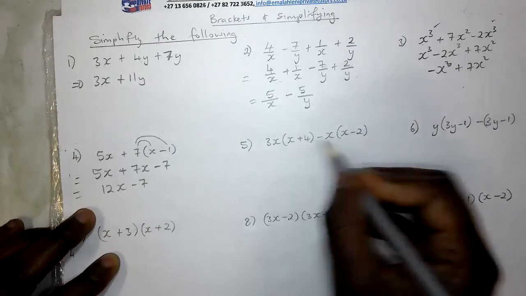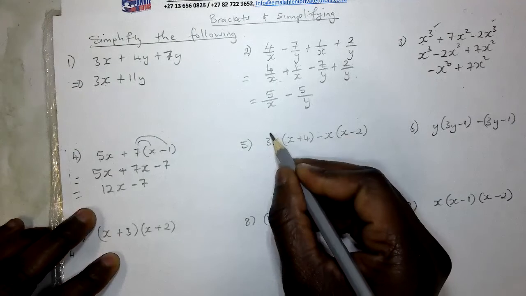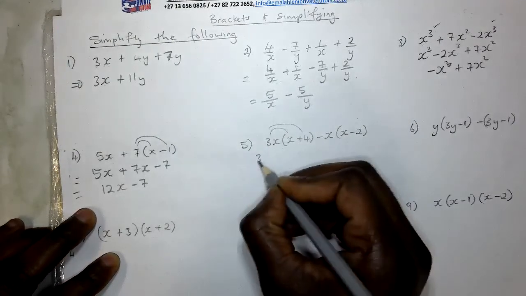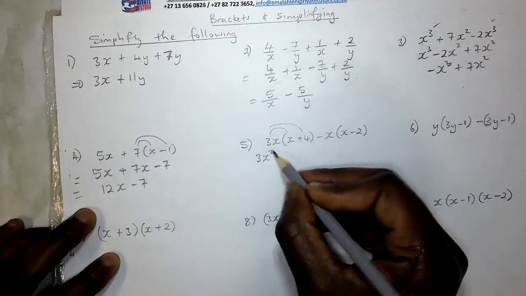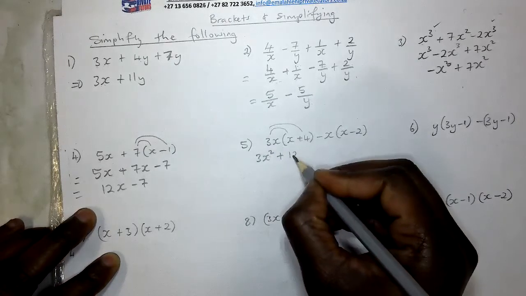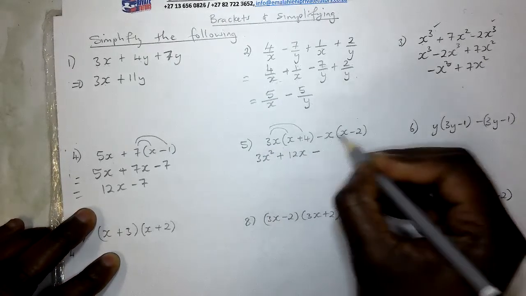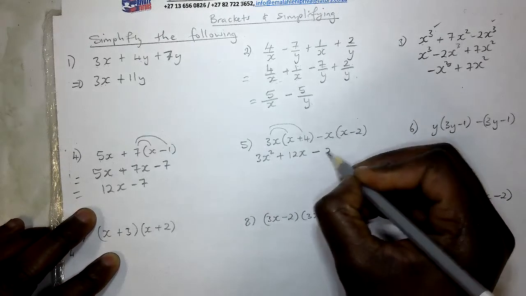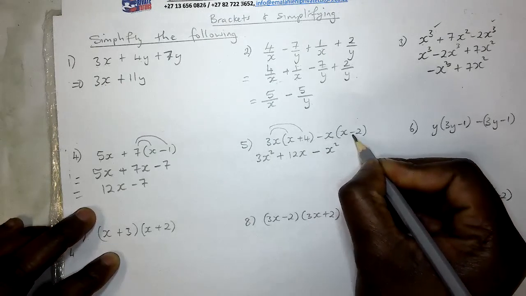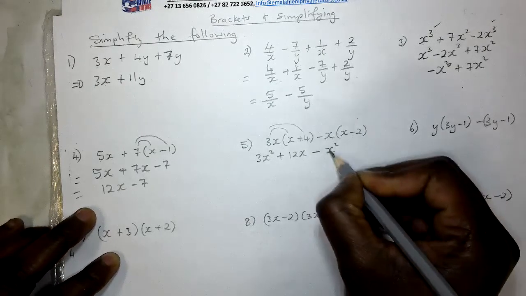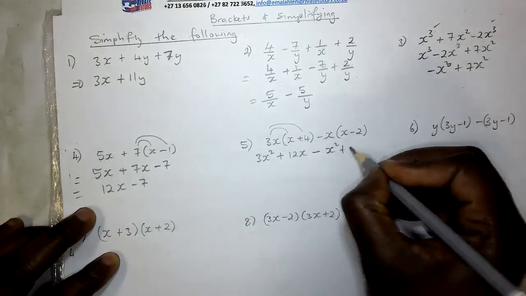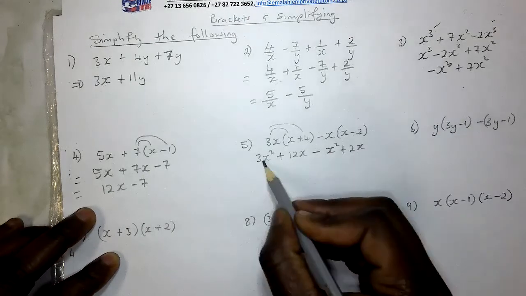Then let's move on to this one. Remember, we multiply everything inside the bracket. It's going to be 3x times x. We get 3x squared. Now, 3x times 4, we're going to multiply the numbers here, plus 12x. Then minus x times x, we get x squared. Now, negative x times negative 2, we're going to get a positive. Can you see this? When we are applying that concept of multiplying negatives, negatives and negatives are going to give us plus 2x.